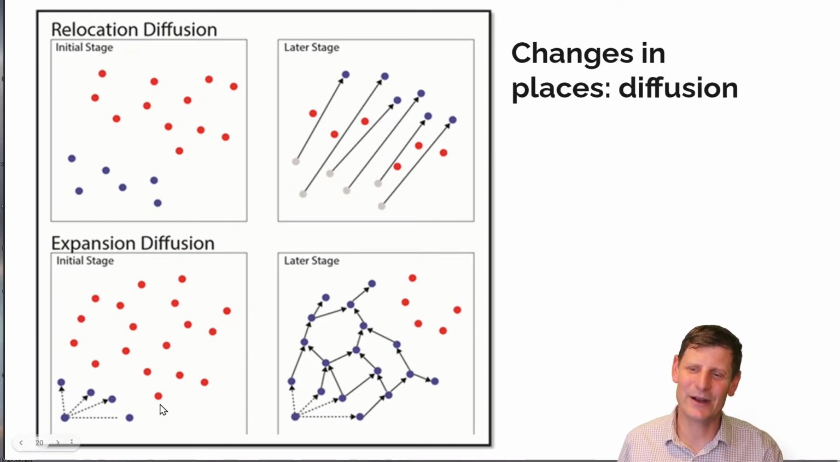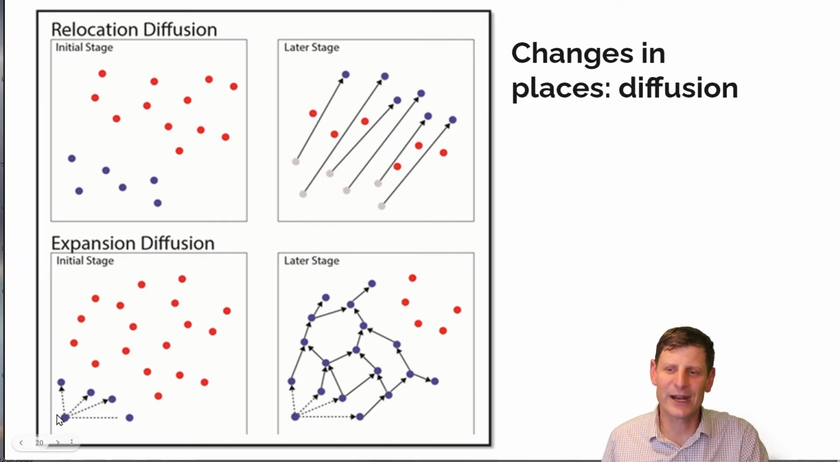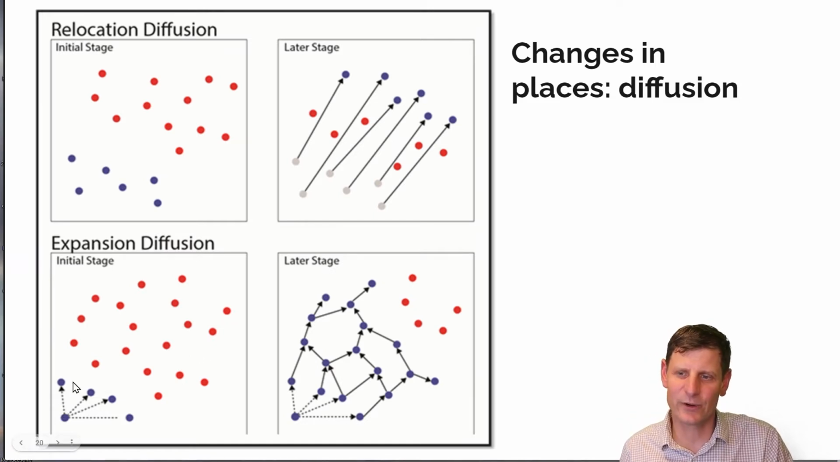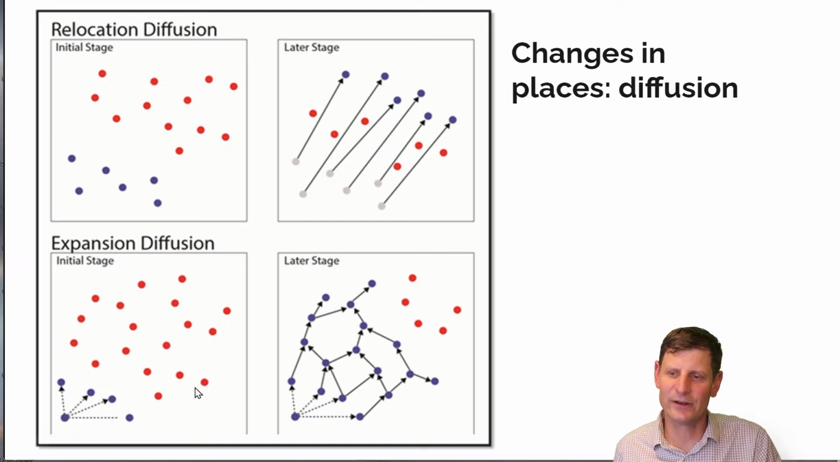And then on the other hand, sometimes something spreads, but it doesn't spread by moving the original. So the point of relocation diffusion is that if this person is here at first and then they move, then they're here later and they're no longer where they came from. Expansion diffusion is when something spreads through a population or spreads across a landscape, but it doesn't leave the original point, it just grows in influence.